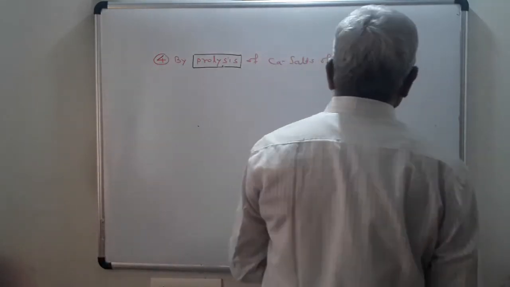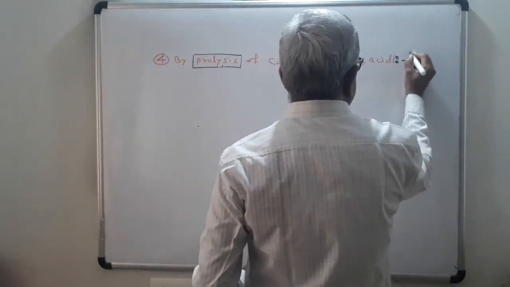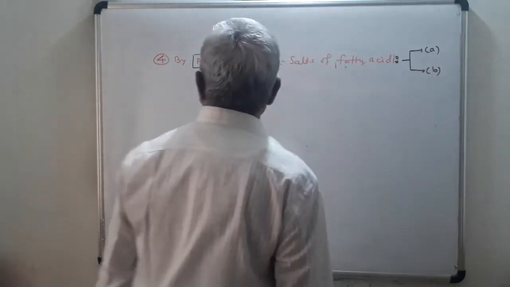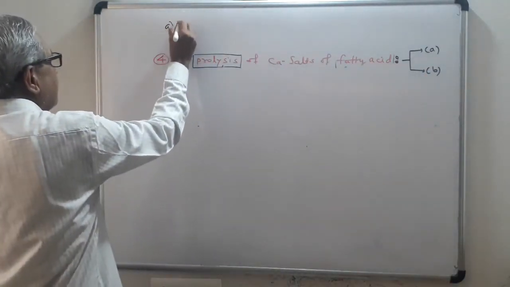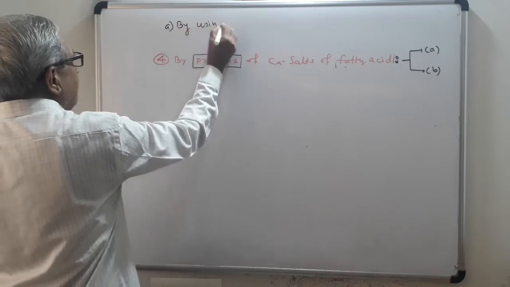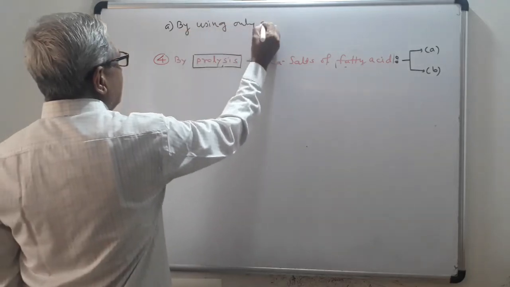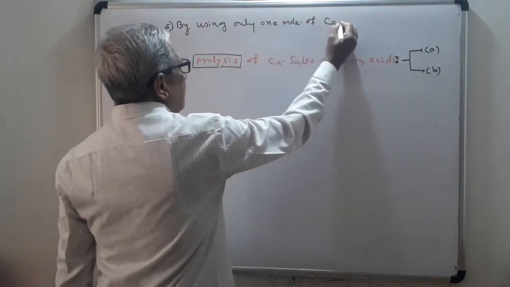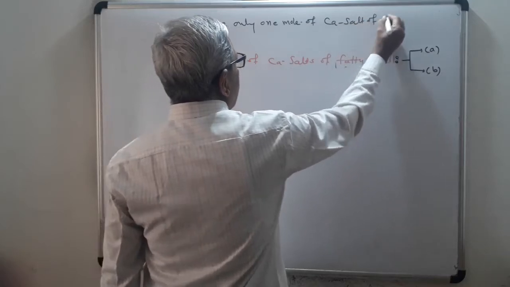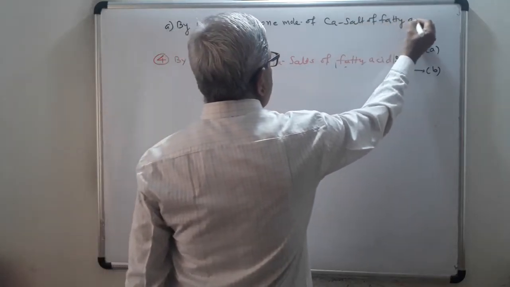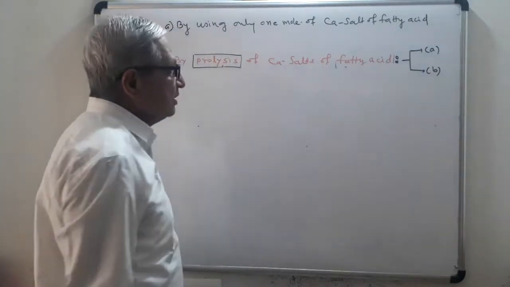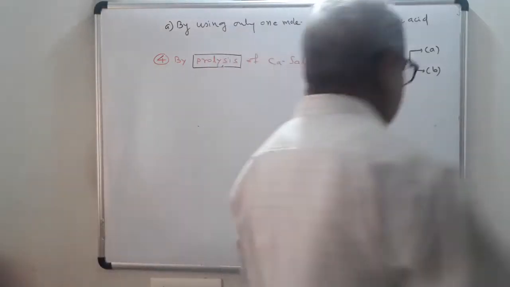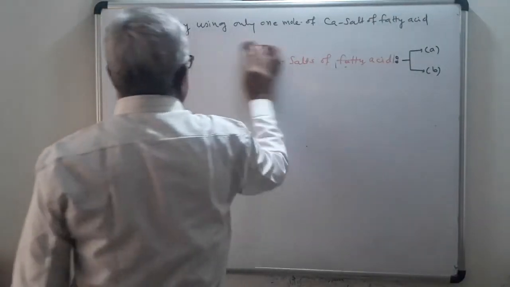Now I will make 2 parts, A and B. The A part is like this: by using only one molecule of calcium salt of fatty acid. And the B part is an equimolar mixture of 2 different calcium salts of fatty acids. So first I will explain part A.